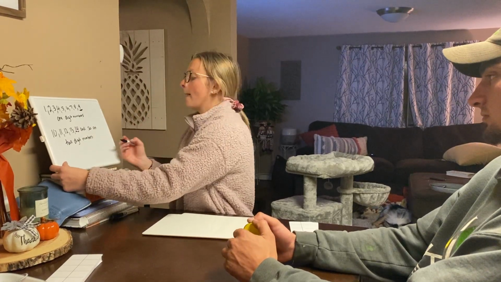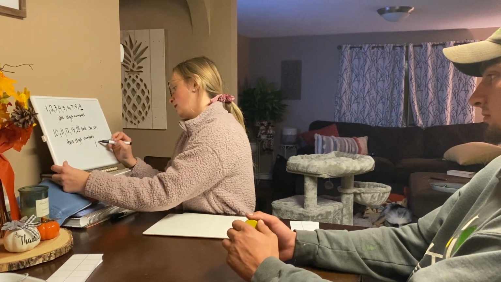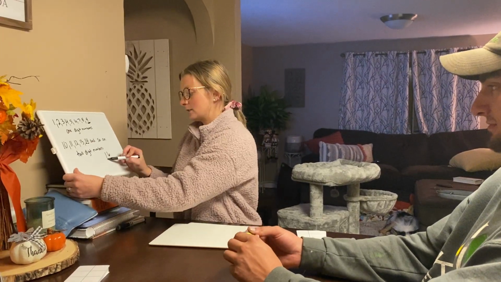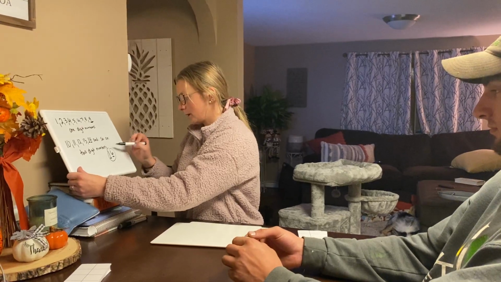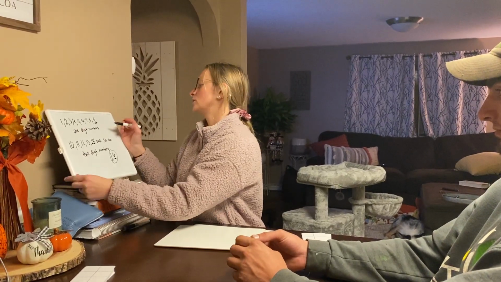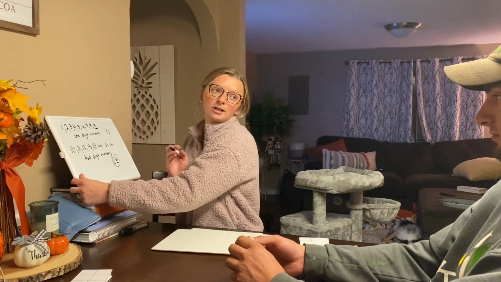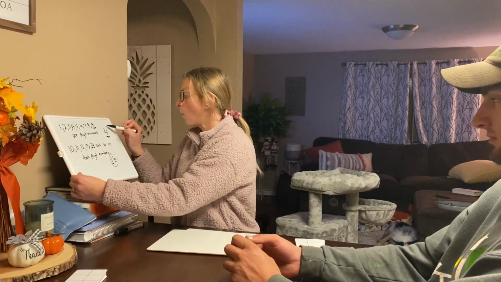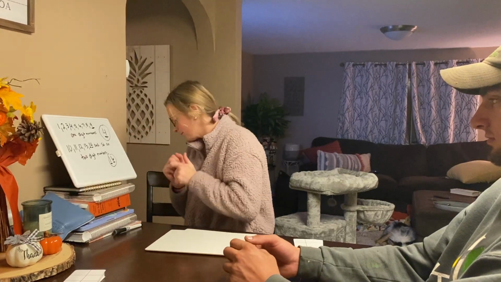All right, class, so how many digits are in the number 16? Can you tell me how many digits are in that number? 2. Good job, because there's two digits for that whole number. How about the number 4? How many digits are there? 1, because there's one digit for the whole number. Good job.